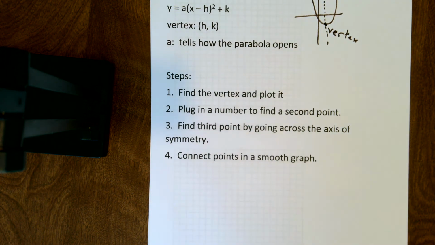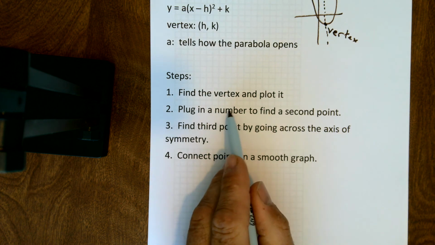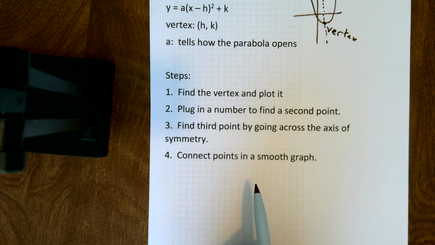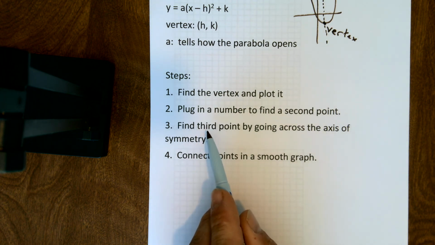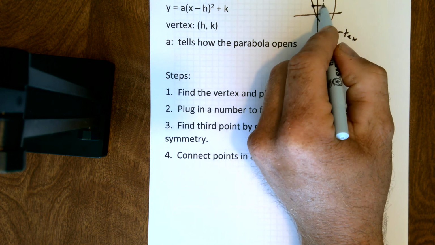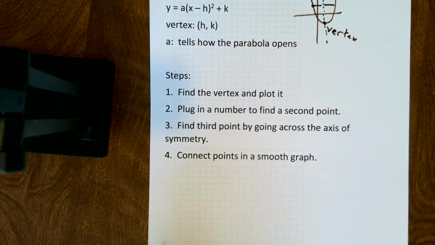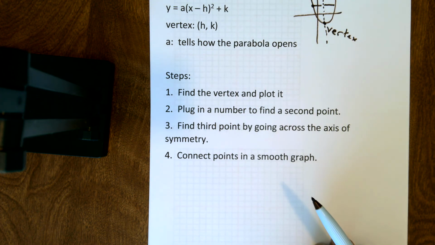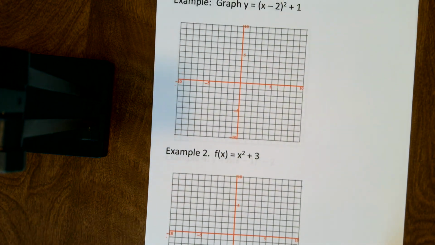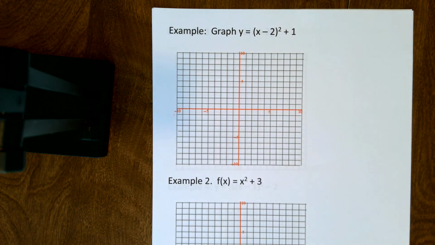So if you want a set of steps, here you go. First thing we're going to do is find the vertex and plot it. Then we're going to plug in a number to find a second point, and that number is going to be an x value that's close to the x value of the vertex. I'll show you that in a little bit. Our third point we can find by going across that axis of symmetry. So if we know this point here is 2 units away, we know the other is going to be 2 units away over here. And then we're going to connect it with a nice smooth graph. So you will need some graph paper. Hopefully you've had time to get that, since I told you at the beginning of the year that you would need some. So I do expect to see these on graph paper.